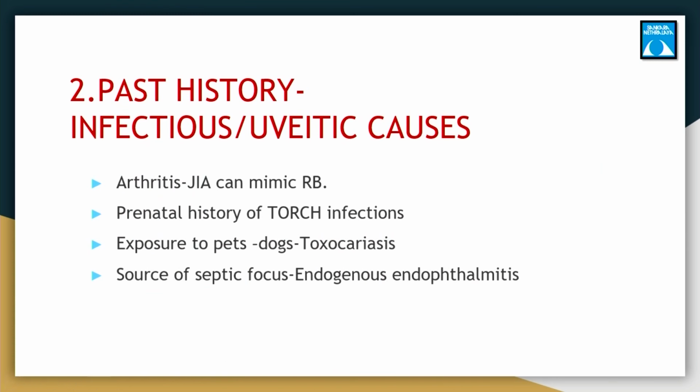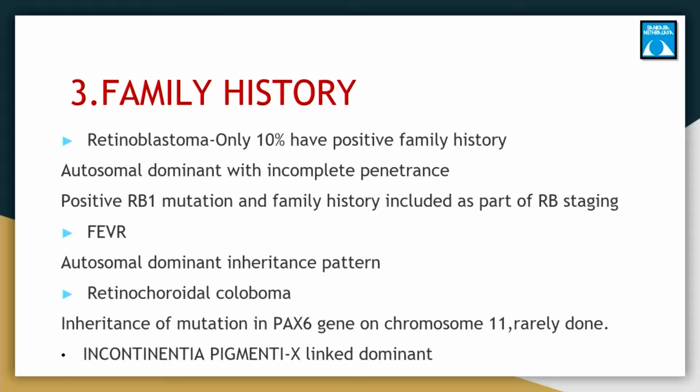So past history in infectious cases, history of arthritis and juvenile idiopathic arthritis, which is a close mimicker of RB. Prenatal history of TORCH infections is important. Exposure to pets, dogs in case of toxocariasis, and we should look for a source of septic focus in case of endogenous endophthalmitis. Family history is important for retinoblastoma, but it is present in only 10% of the patients.